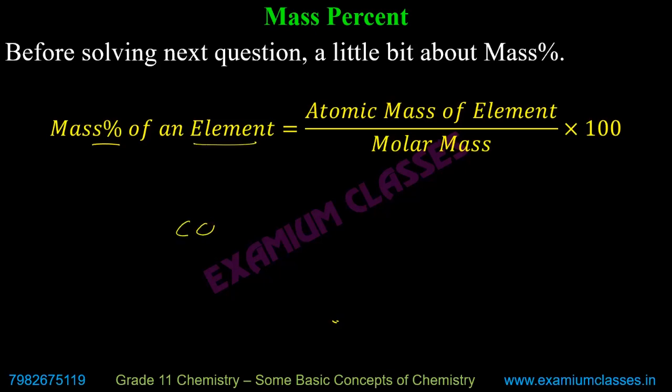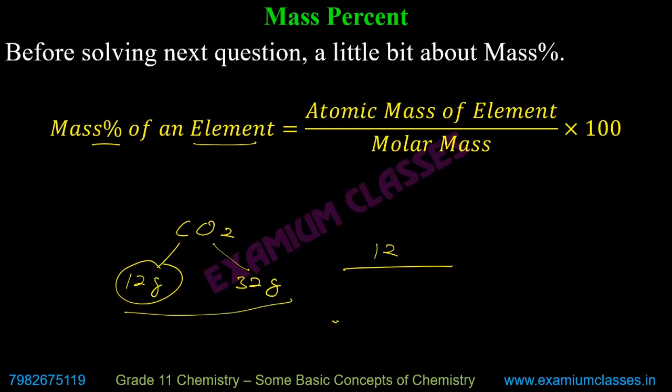Say I'm talking about CO2. What is the mass percent of carbon in it? If I say 1 mole, carbon will be 12 gram, oxygen will be 16 times 2, 32 gram. So mass percent will be 12 gram divided by total 44 gram into 100. This is how you calculate the percentages.